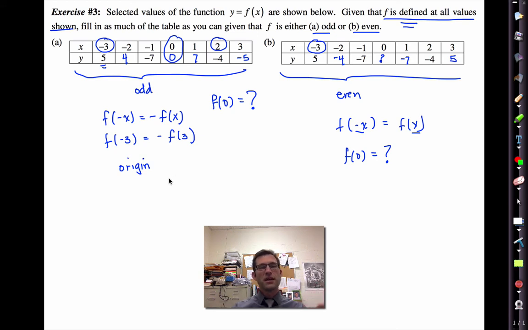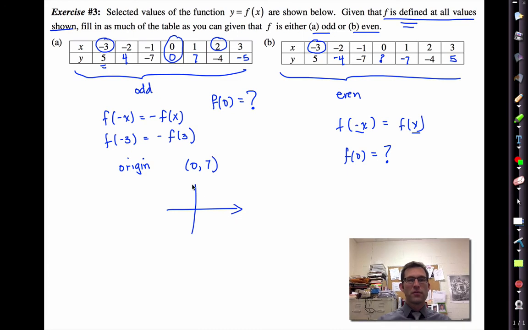That means it's got to be at 0, because if it were, let's say, the point 0, 7, so think about that for a minute, that'd be like 1, 2, 3, 4, 5, 6, 7. Well, then symmetry about the origin would mean there would also have to be a point at 0, negative 7. But that means it would not be a function. The only way that we can have symmetry with respect to the origin is if 0, 0 is on the graph. Now again, that's given the fact that f is defined.